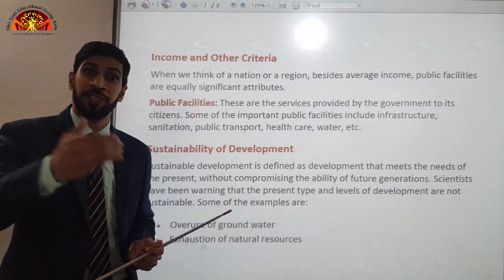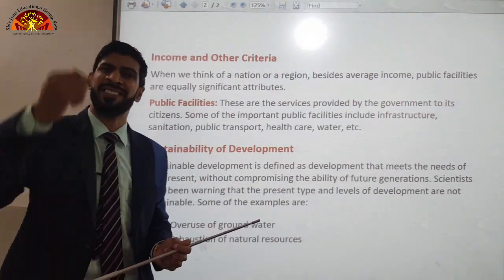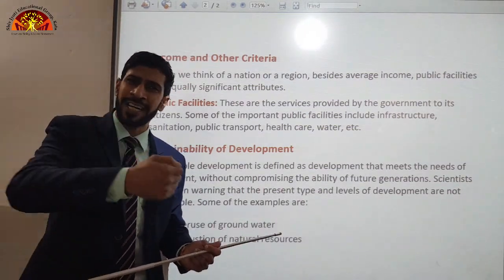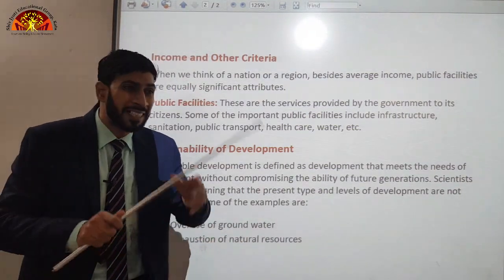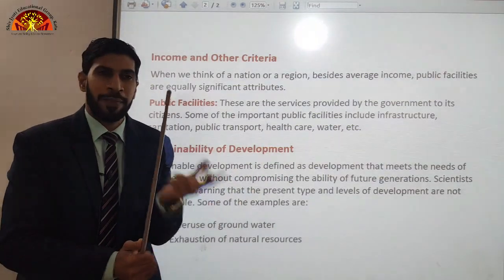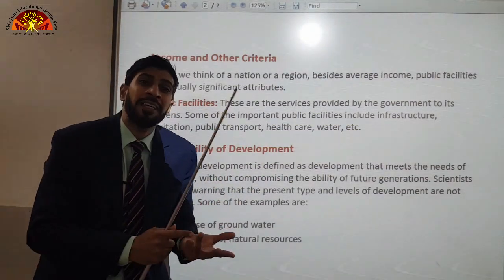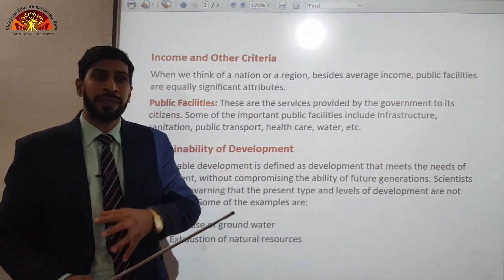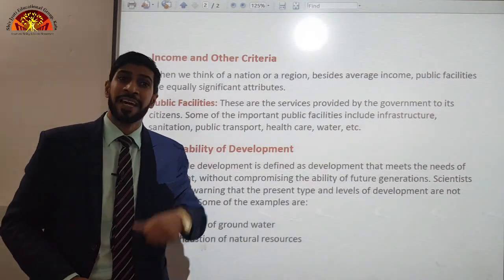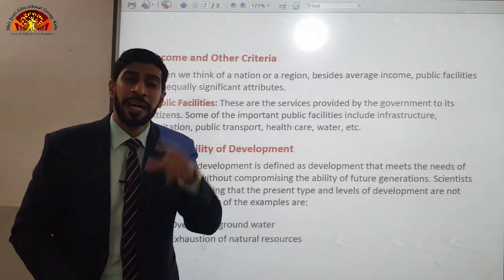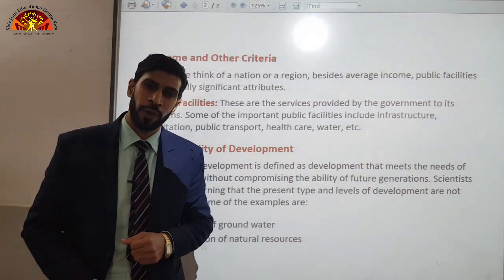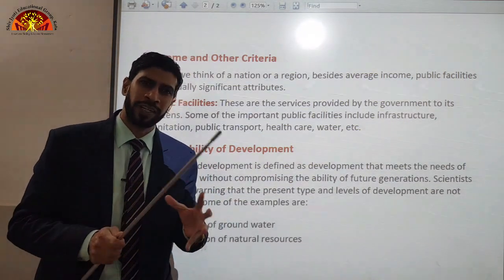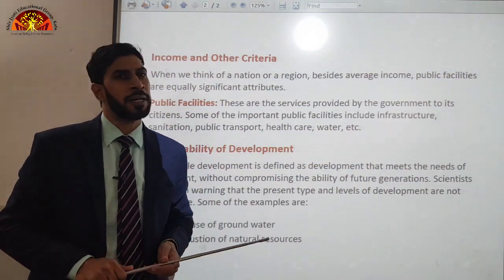Which report? HDR, Human Development Report, which is issued by UNDP, United Nations Development Program, because it covers all the aspects. Because it is believed that only income is not important. Apart from income, health facilities and education facilities are also very important. That is why the best report is the HDR, Human Development Report.